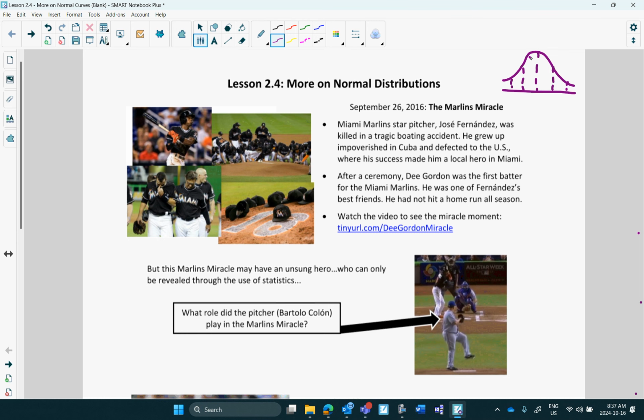Two standard deviations would be how much of the data? 95. And three standard deviations, 99.7.